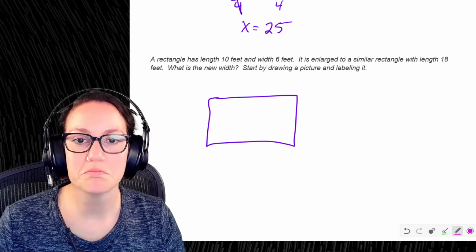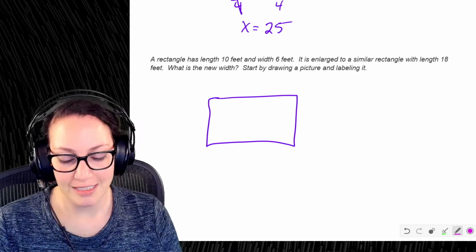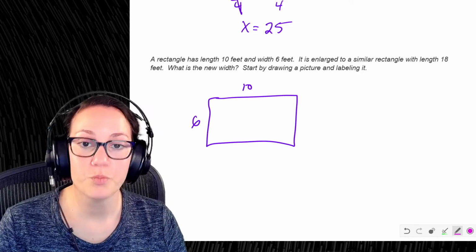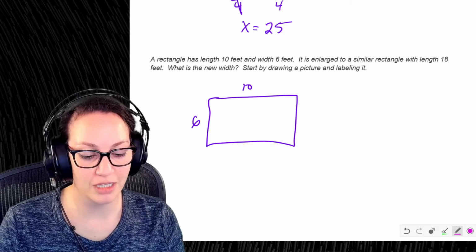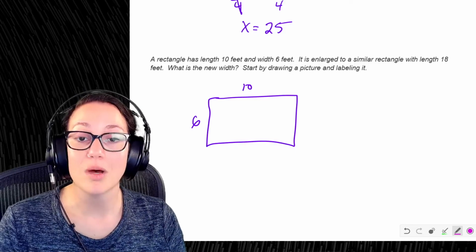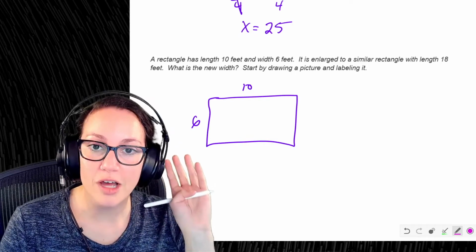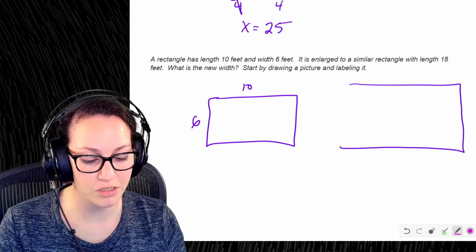All right, cool. It's not beautiful, but it will work. It doesn't have to be art. So the length is 10 feet, so I'm going to label it. And the width is 6 feet. I'm going to label that too. Then it's enlarged to a similar rectangle with a length 18 feet. Oh, a second rectangle? What do you think we should do? Oh, we should draw another rectangle? I know, I'm getting strange. We've been doing this for a minute.